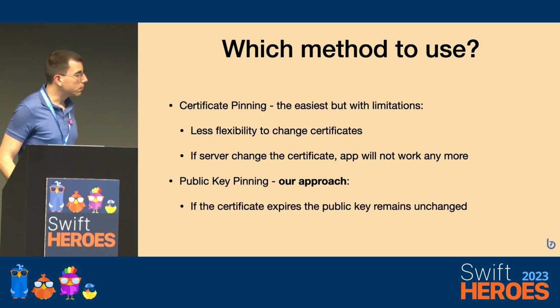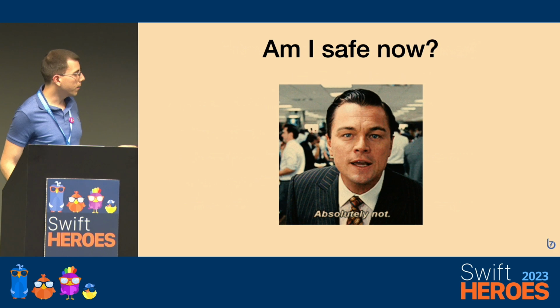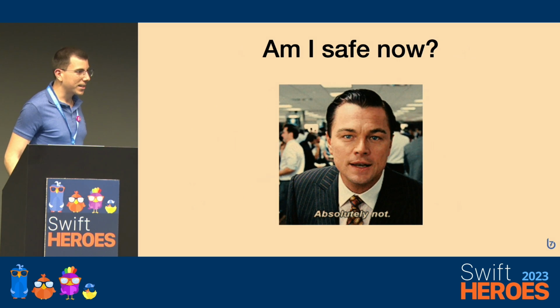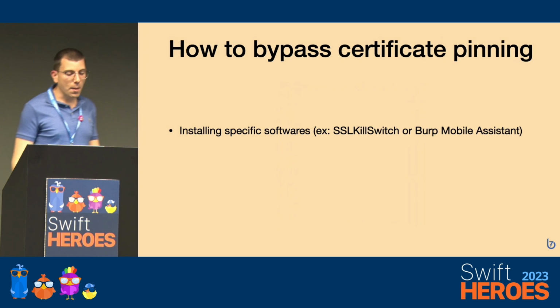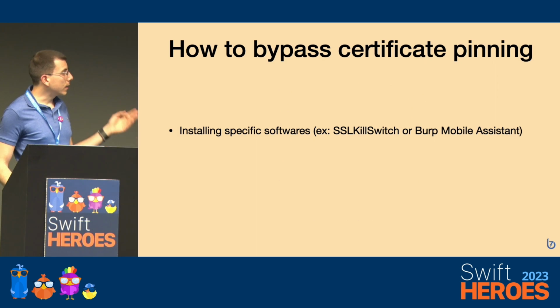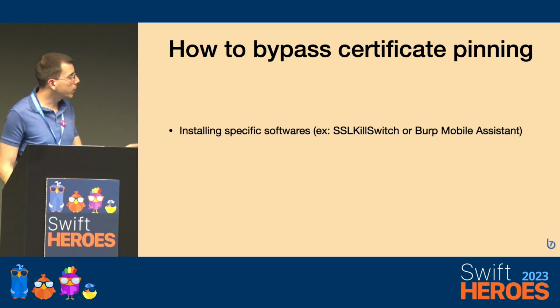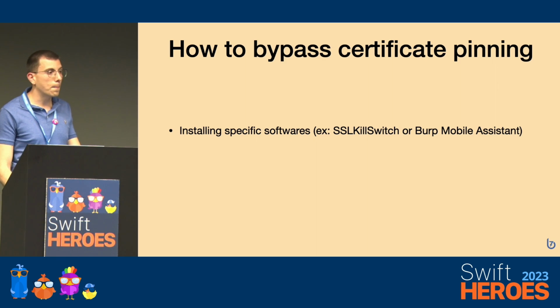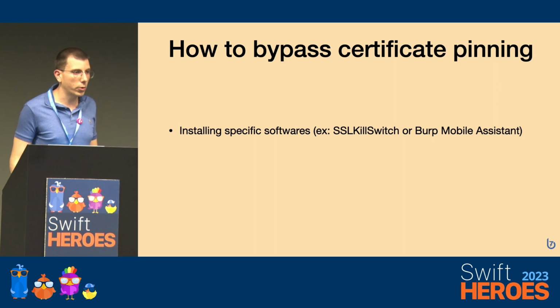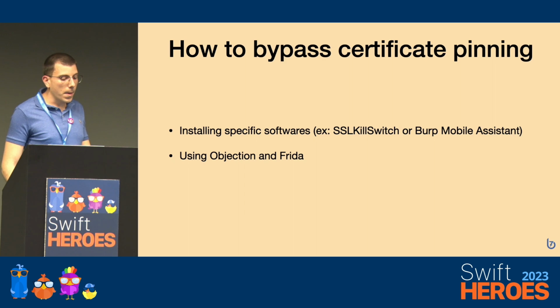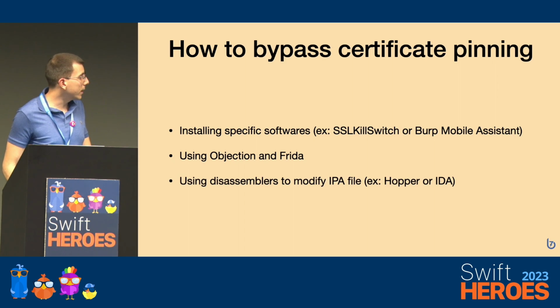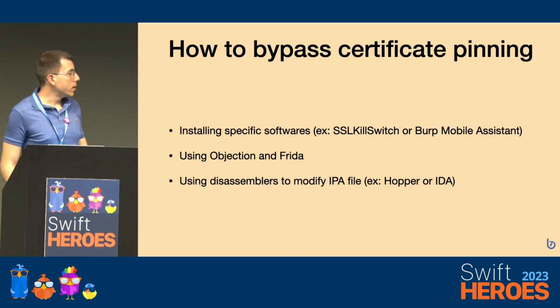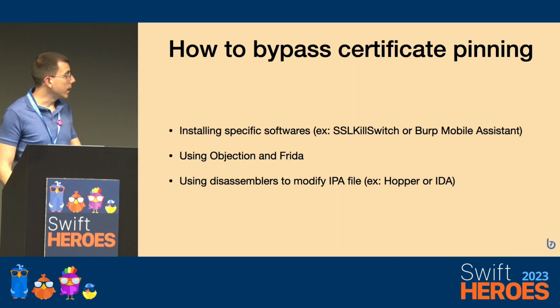So at this point, you are asking yourself, am I safe implementing this? Absolutely not. Because there are some ways that allow you to bypass certificate pinning. For example, you can install SSL Kill Switch-like software or Burp Mobile Assistant, but those are available only for jailbroken devices. Or you could use, for example, Objection and Frida, or some disassemblers like Hopper or IDA in order to decompile the app and make some changes to it.